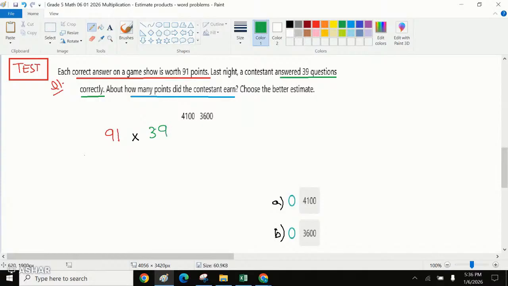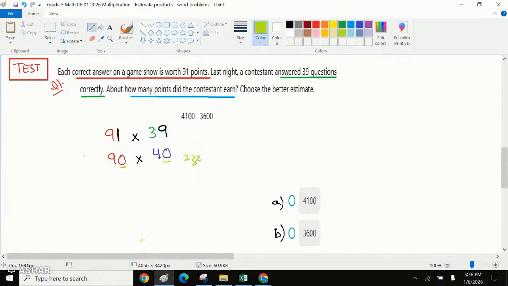39 questions, right? 91 is rounded off to 90, is multiplied by 39, which ends in a 9, so it becomes 40, right? What is 9 times 4? See, what we need to do is round the number. This was ending in 1, so it becomes 90. This was ending in 9, so it rounds up.